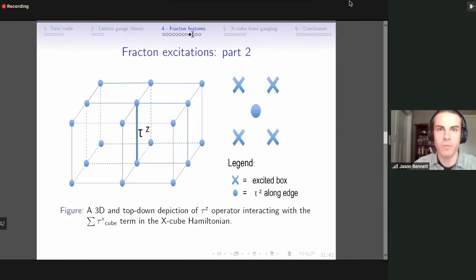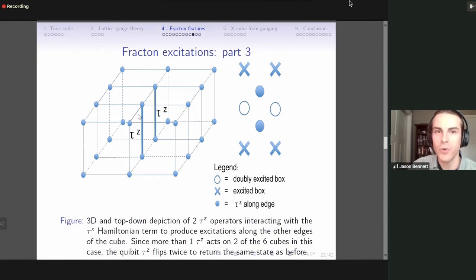And things get even more clear when we start to increase. So first I'll do 2 and then 4. If we have 2, now this one edge is getting affected. So this is now an excited cube. This is an excited cube. However, there are two edges that interact. So now that we have a tau z interacting with that tau x and another tau z interacting with it, we're going back to its original state. So it's not excited anymore, it's back to where it started, before there were any tau z's. So we've got standard, and two excited boxes along the edge.